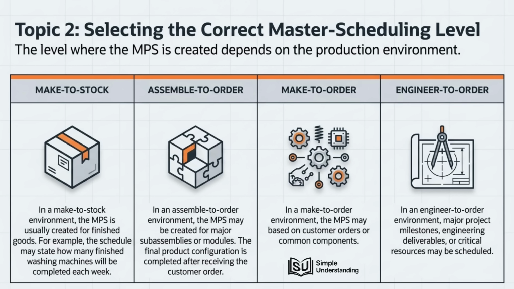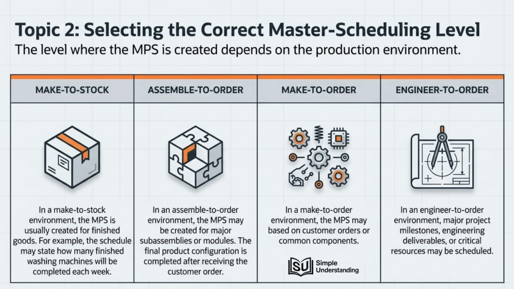In a make-to-stock environment, the MPS is usually created for finished goods. For example, the schedule may state how many finished washing machines will be completed each week. In an assemble-to-order environment, the MPS may be created for major subassemblies or modules. The final product configuration is completed after receiving the customer order.